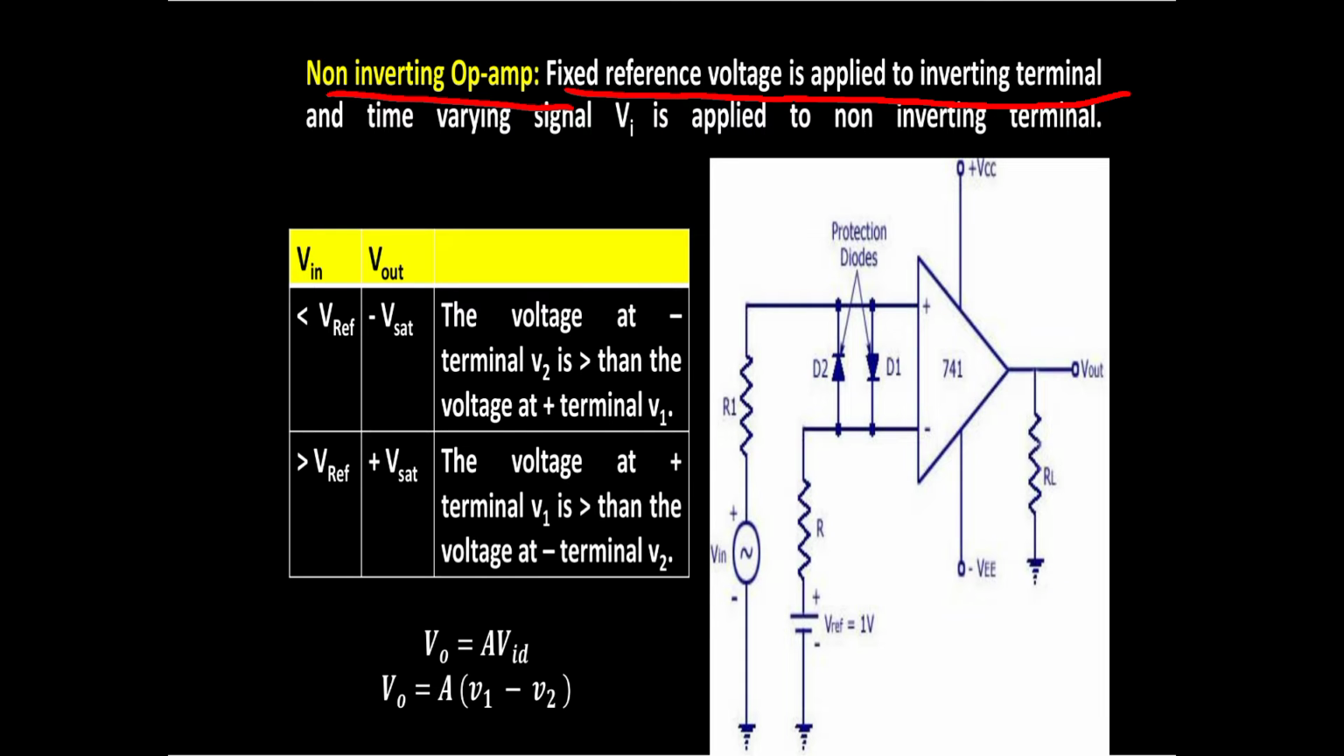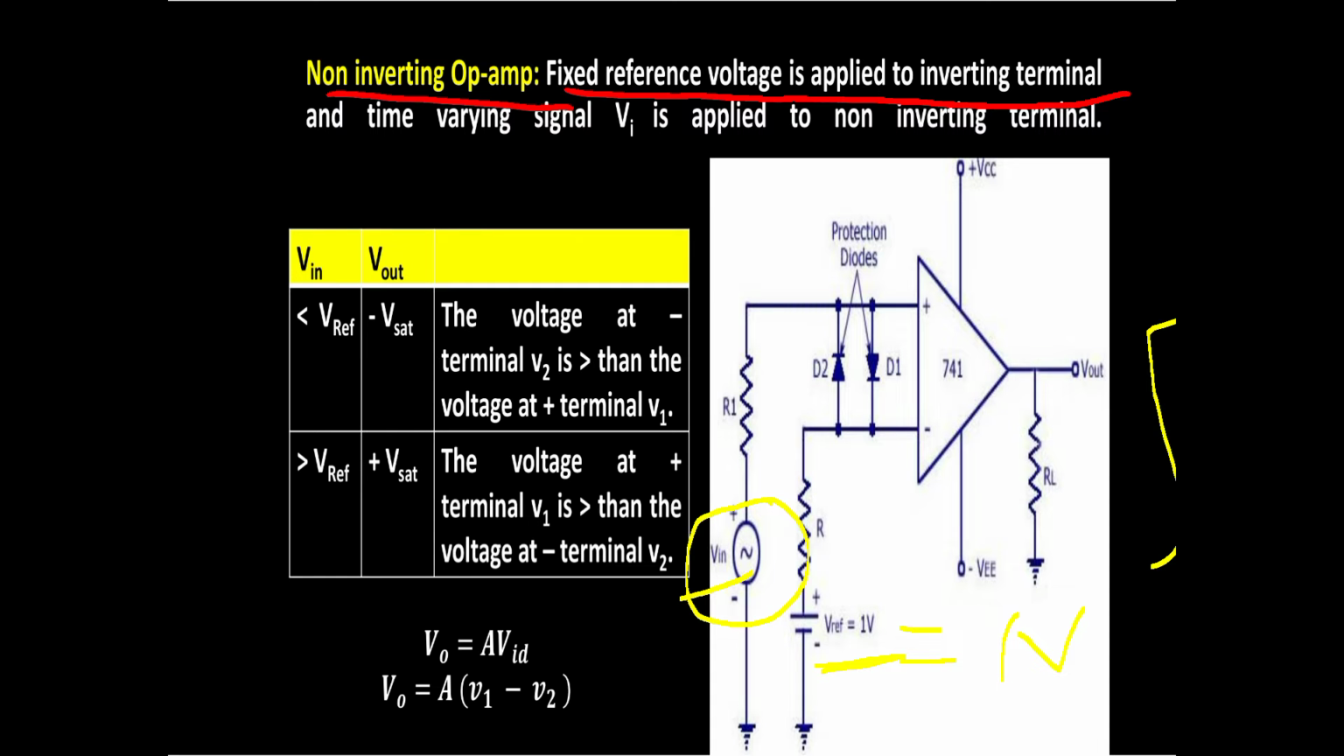Now let's see, if our input VIN is greater than the reference voltage, here VIN is our input voltage and VREF, that is equal to 1, is our reference voltage. If our input is greater than our reference voltage, then the output is plus saturation. If the input is less than our reference voltage, then the output is minus saturation. Likewise the output varies. If the input is greater than our reference voltage, the output is plus saturation. If the input is less than the reference voltage, the output is minus saturation.